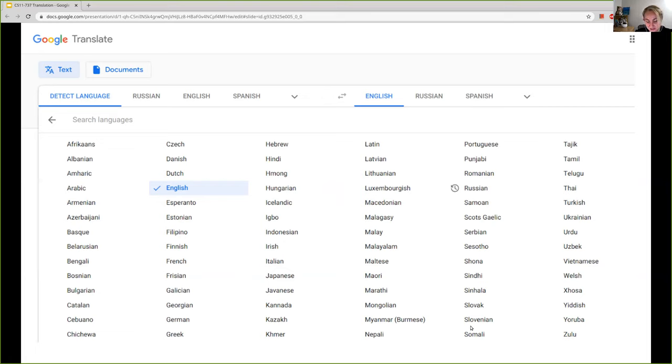Separate machine translation engines are also running on social media platforms like Facebook and Instagram, and they also have millions of users. eBay makes extensive use of machine translation to enable cross-border trade and so on.